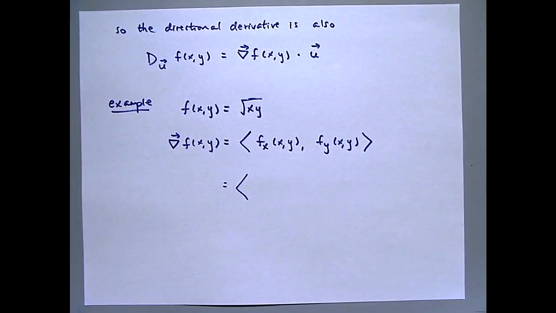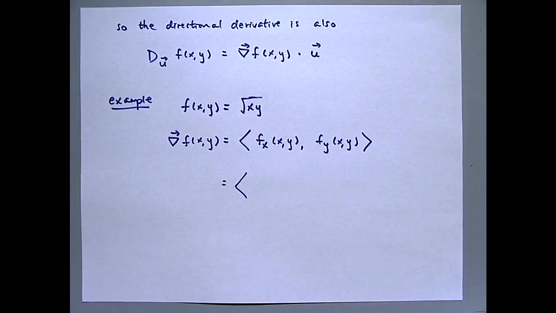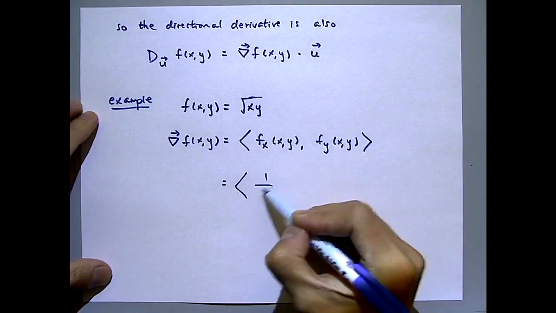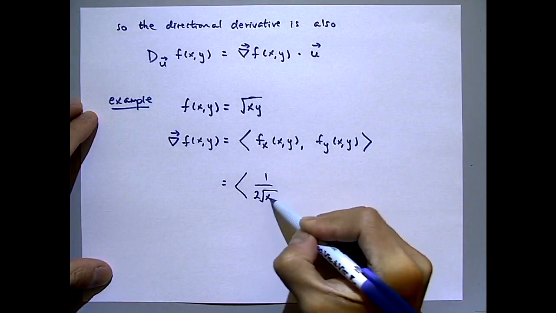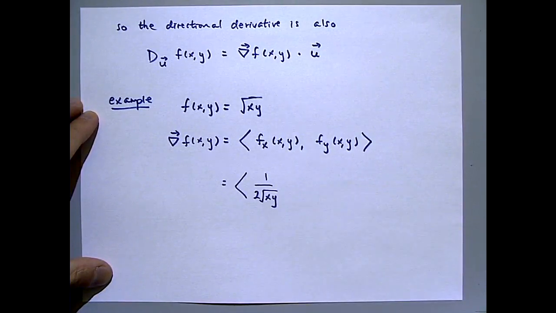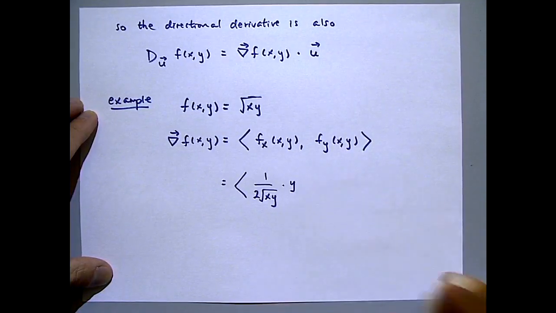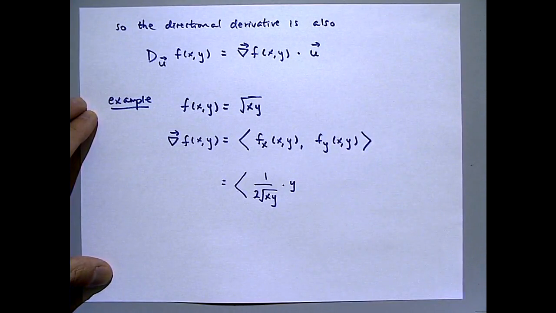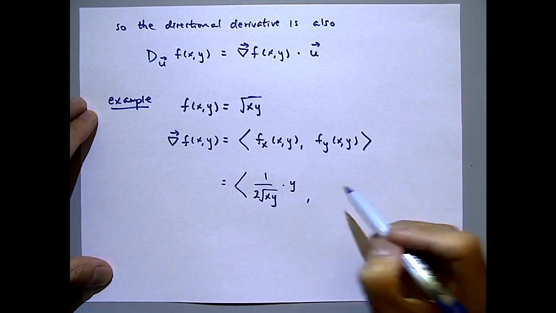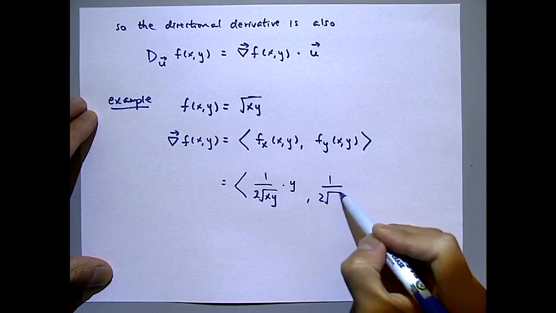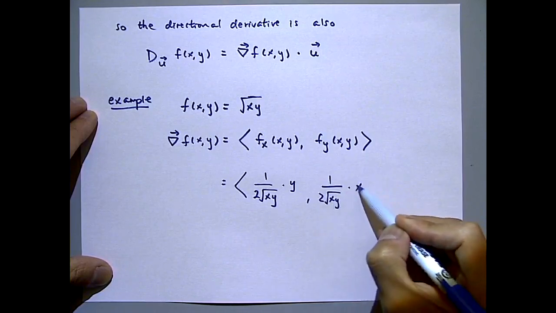Okay, so what's the partial with respect to x? 1 over 2 root xy, is that it? Times y. Good. Do we agree? Yep. Partial with respect to y, same thing. 1 over 2 root xy times x this time, right?